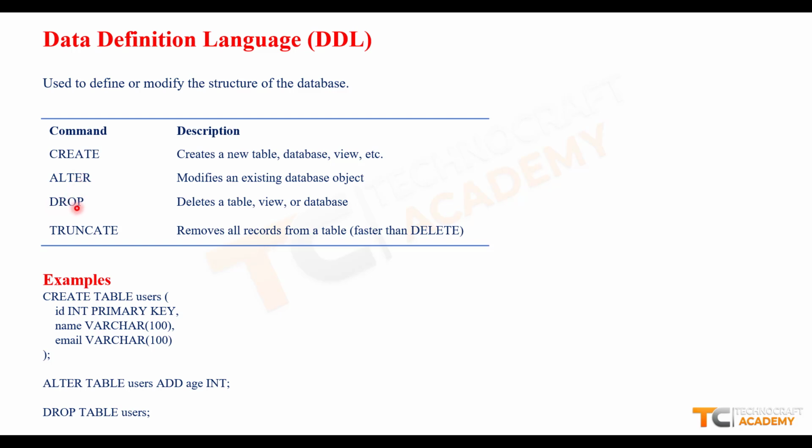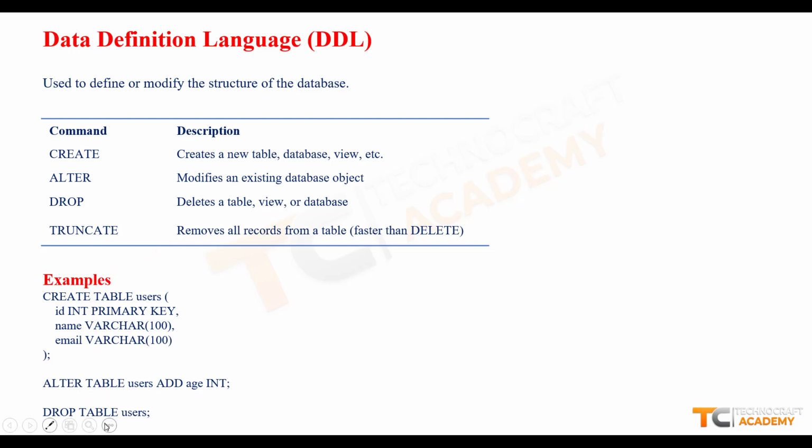Then we have drop. It deletes the table or a view, and it completely deletes the table, so there will be no existence of the table in the database. Then we have truncate. It removes all the records, but the table remains as it is. Still the structure, or the skeleton, of the table remains, but all the records from the table will be deleted. For that we use truncate.